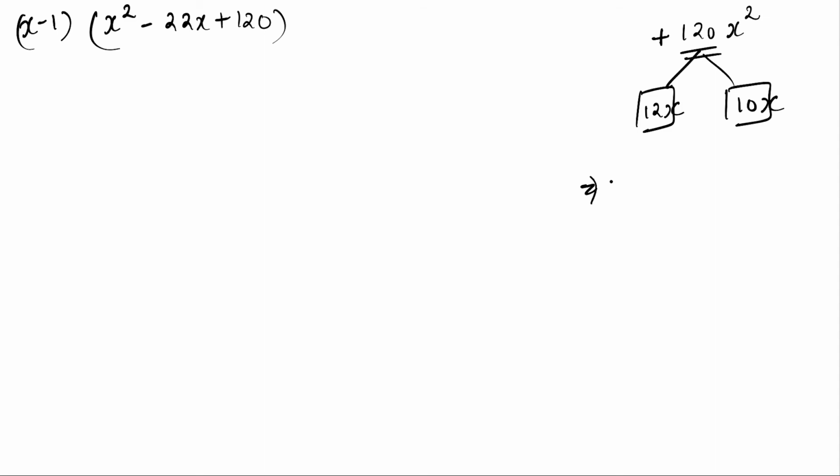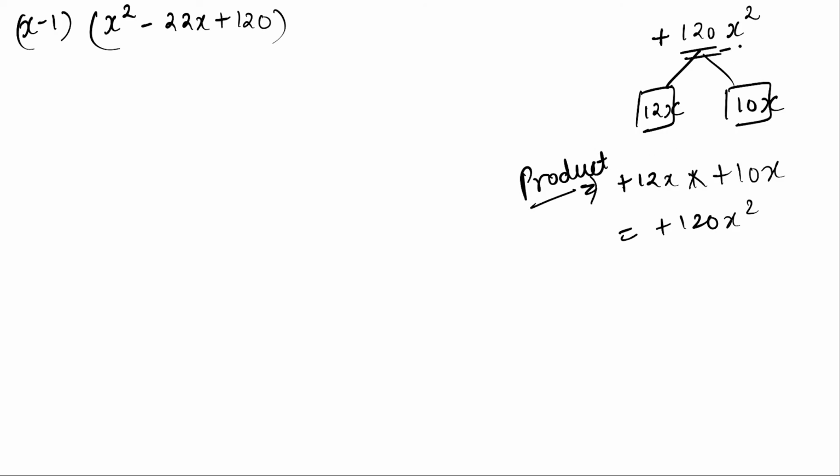I need to check the product. Plus 12x into plus 10x, I am getting plus 120x square. So that condition is fulfilled. We are getting the product as 120x square. Now I need to check the condition of addition. Plus 12x plus 10x, I am getting plus 22x.